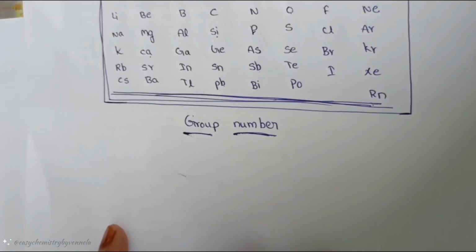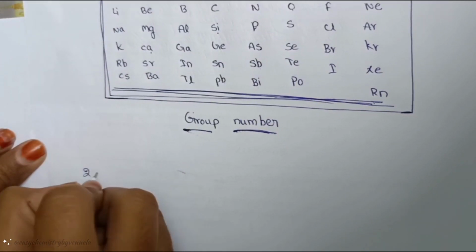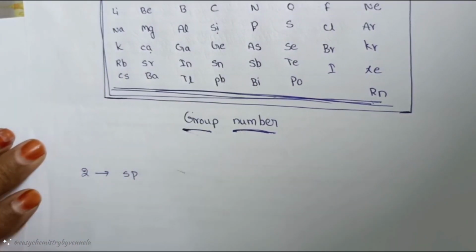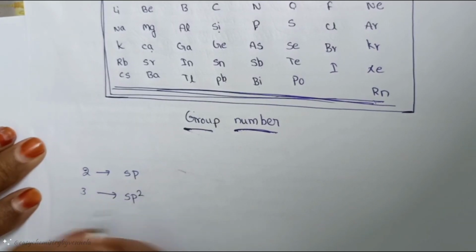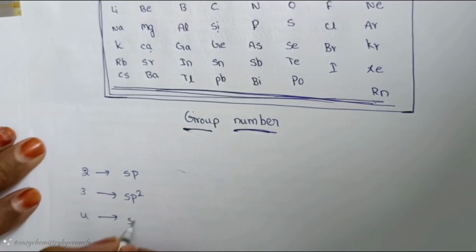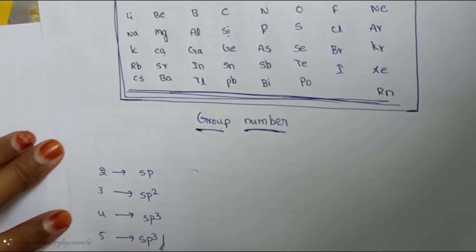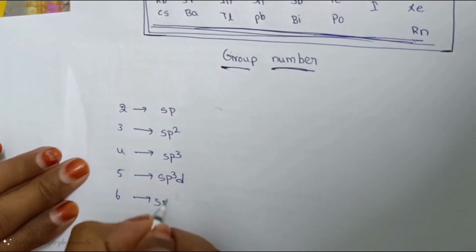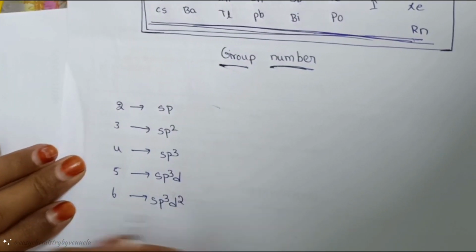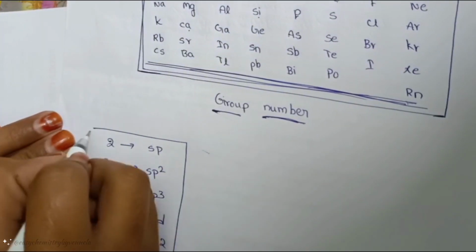So next one, if you have 2 number of pairs, then it is sp hybridization. If it is 3, sp2. If it is 4, sp3. If it is 5, sp3d. If it is 6, sp3d2. 7, sp3d3. This is also a small trick.